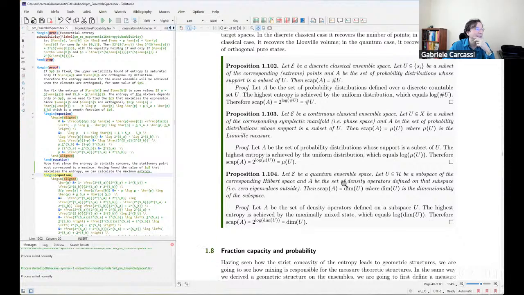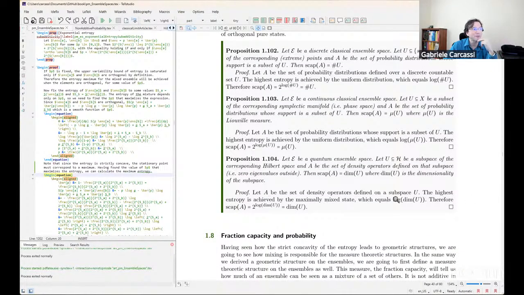In quantum mechanics, again, you have something similar. Let U be a subspace of the corresponding Hilbert space, and A be the set of density operators defined on that subspace, so they have zero eigenvalue outside that subspace. Then the state capacity is the dimension of U, the dimensionality of the subspace. The highest entropy is achieved by the maximally mixed state, which equals the logarithm of the dimension of U. And therefore, the state capacity is 2 to the entropy, which is the logarithm of the dimension of U, so you get the dimension. So all of this works, and it's nice and general.